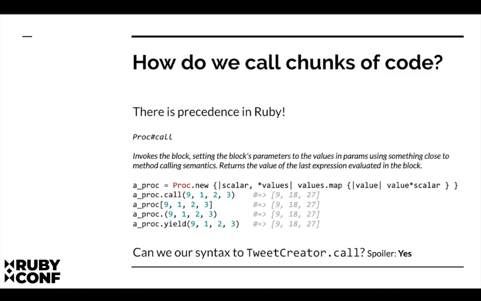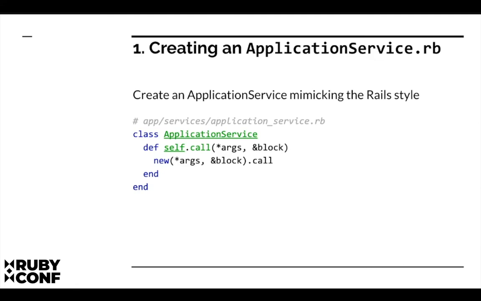Now, proc.call, can we recreate our syntax around that to have our class simply be called with tweetcreator.call, and I'll give you a spoiler here. Yes, there is a way to do that. And I'll share that with you. The way we do that is using another Ruby convention, by creating an application service in our application app/services folder.